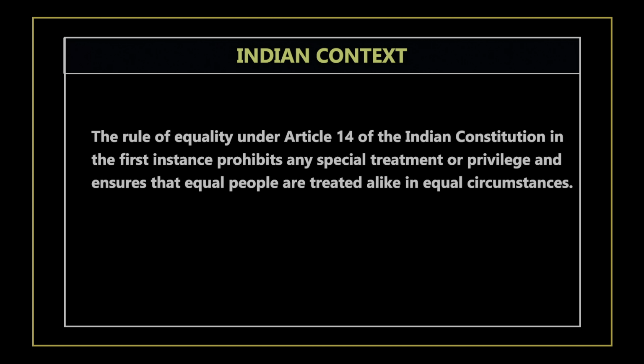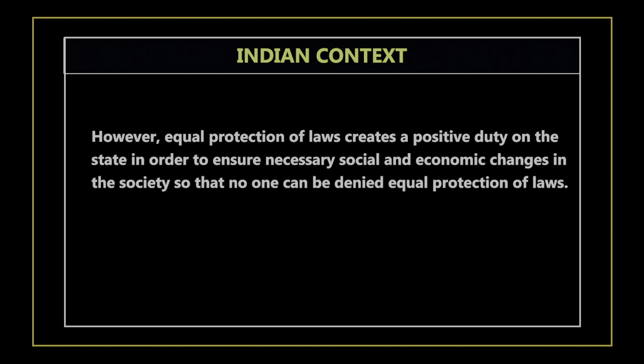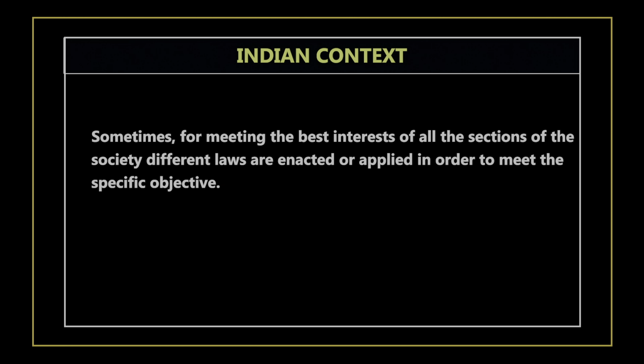Indian context. The rule of equality under Article 14 of the Indian Constitution in the first instance prohibits any special treatment or privilege and ensures that equal people are treated alike in equal circumstances. However, equal protection of laws creates a positive duty on the state to ensure necessary social and economic changes in society so that no one can be denied equal protection of laws. Sometimes, for meeting the best interest of all the sections of society, different laws are enacted or applied in order to meet these specific objectives.